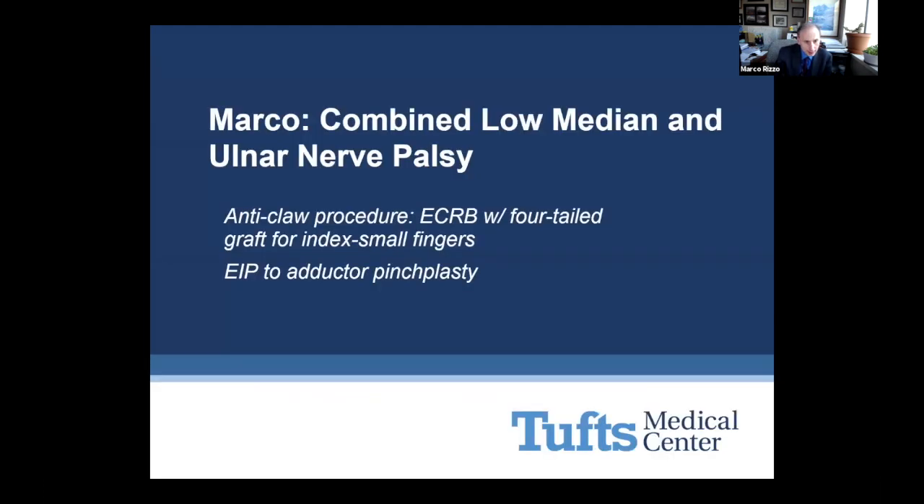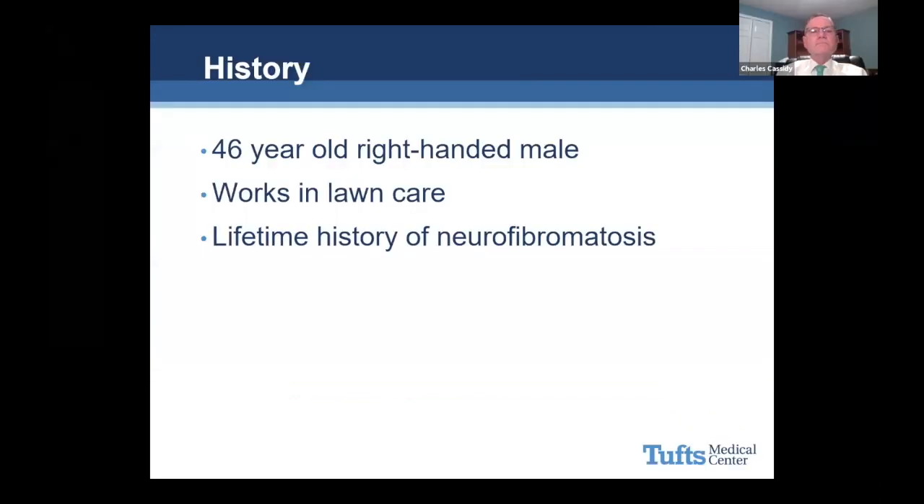Here's another case example of a patient who had neurofibromatosis, and here we did the whole nine yards. We did a claw correction using a four-tail graft to index through small fingers, and we also used EIP to reconstruct an adductor. This is a 46-year-old right-hand dominant male who had a lifetime history of neurofibromatosis.